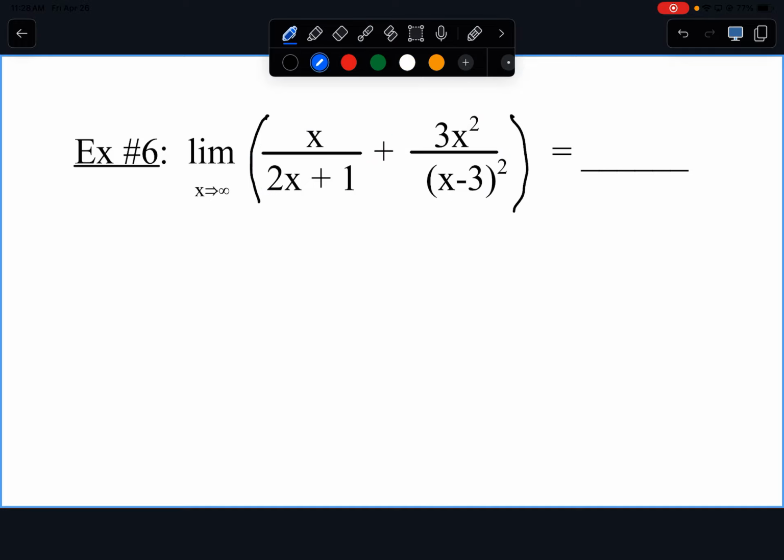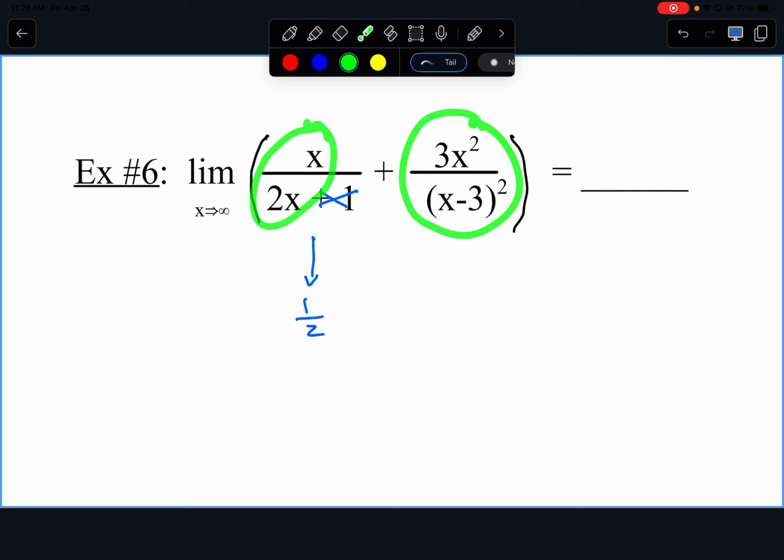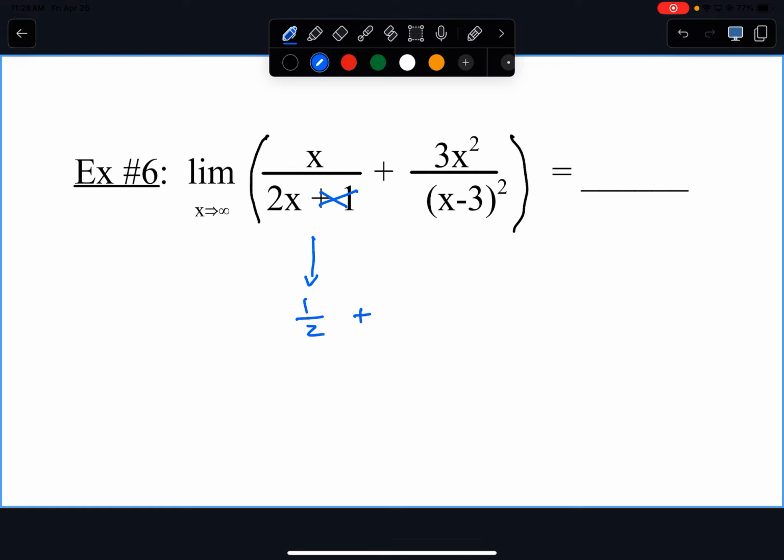Okay? What's the limit of that fraction as x goes to infinity? 1/2. Why is it 1/2? Because the plus 1 doesn't matter at all, and you've got a tie. Horizontal asymptote at y equals 1/2. That's why it's 1/2. When we go to the other part, I'm going to bring the plus sign down here. We're going to add the 2 limits. Any ideas? It is 3.